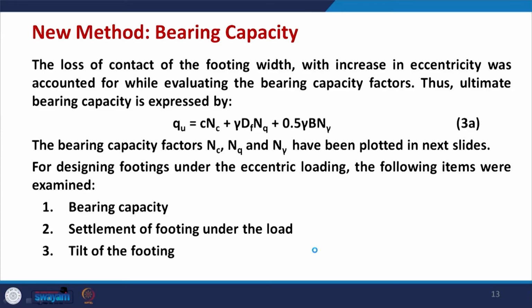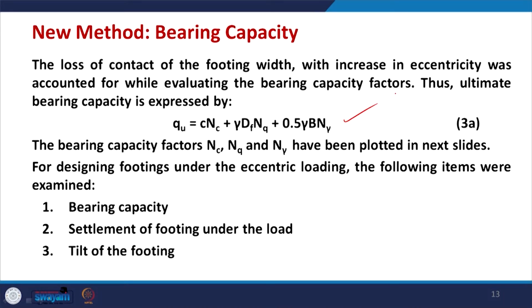The loss of contact of the footing width with increase in eccentricity was accounted for while evaluating the bearing capacity factors. As far as the ultimate bearing capacity equation is concerned, if we neglect the shape factor, depth factor, inclination factor or effect of water table, which was the case in the original Terzaghi's theory, then the ultimate bearing capacity is still given by the same relation: qu = cNc + γDf Nq + 0.5γB Nγ. As you know, this equation is the same as Terzaghi's theory. We have already discussed this equation in much detail, there is nothing new in this.